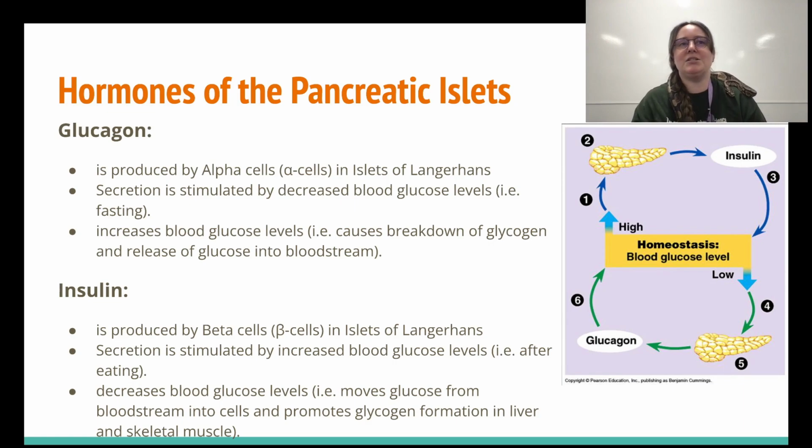All right, but this is what brings us to basically diabetes. Because what's happening here is in the islets of Langerhans, there are alpha cells and there are beta cells. And the alpha cells put out a certain hormone, and the beta cells put out another hormone. So the alpha cells put out glucagon.